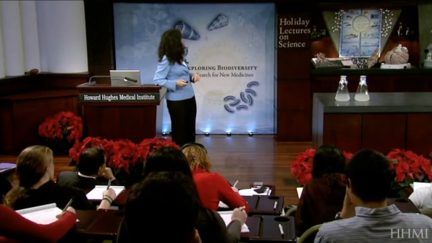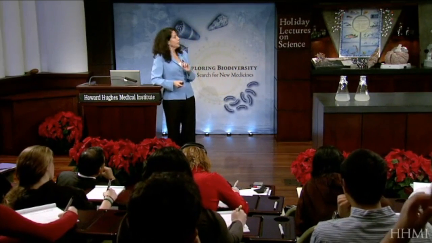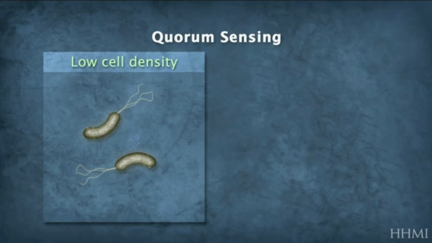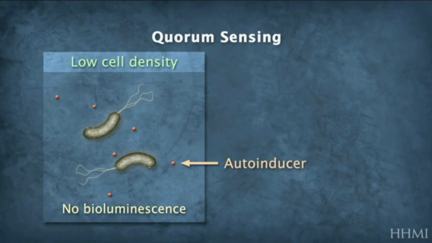And so what we have learned about it is that the trick they use is that they make and release small molecules that we call autoinducers. And those are depicted by these red circles on the slides. You can think of these like hormones. So they make and release these molecules. And when the bacteria are alone with their low cell number, the molecules just float away. So the bacteria don't perceive them. So they don't make light.